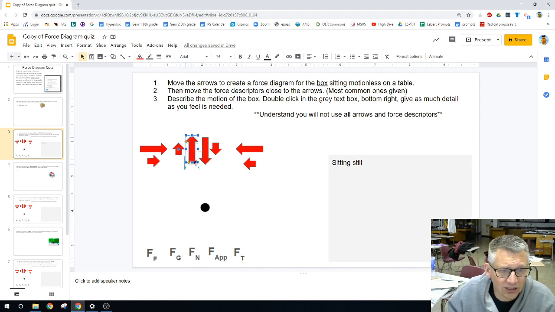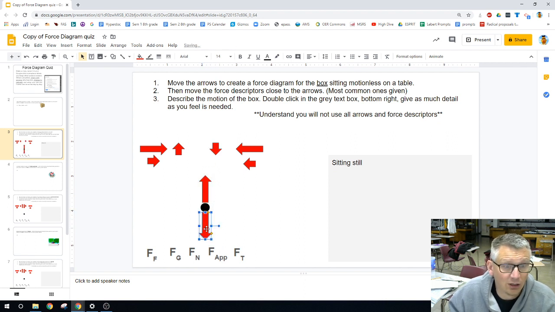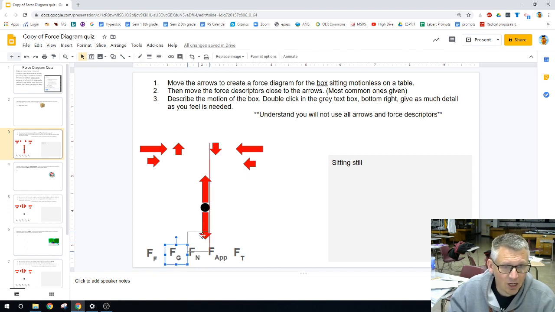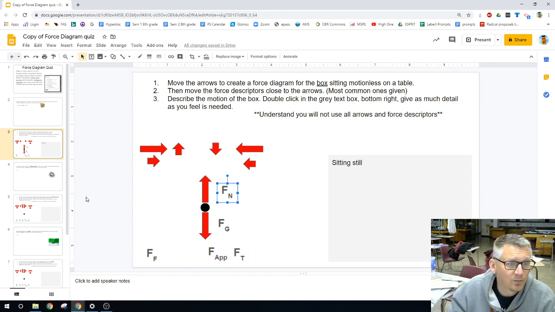As for forces, I'm going to say it has a big force up and a big force down. You could have used a small force or a big force. That really doesn't matter. The force going down is going to be the force of gravity, and the force going up is going to be the normal force.